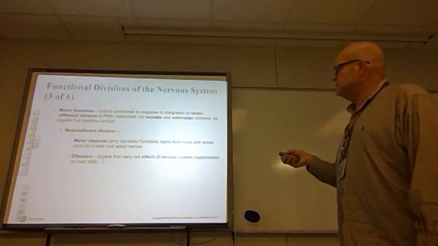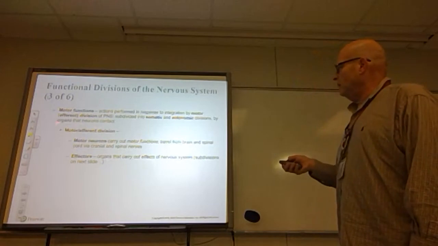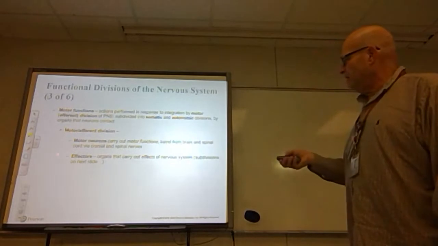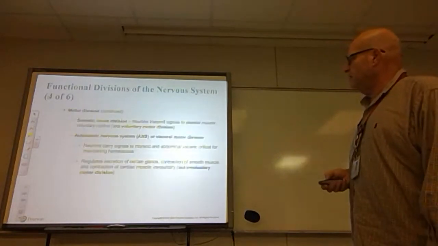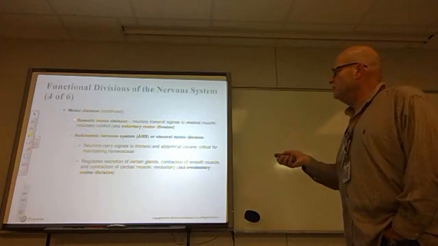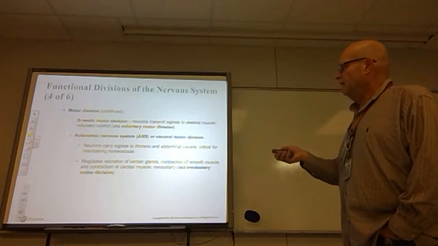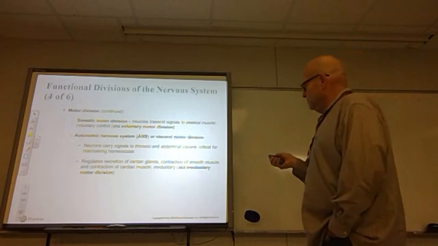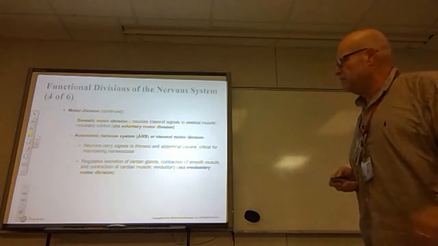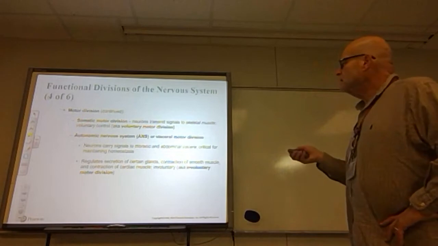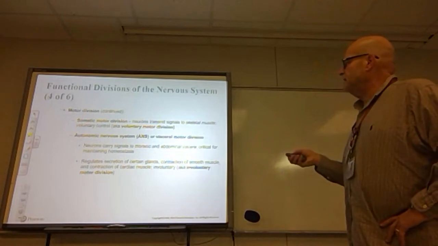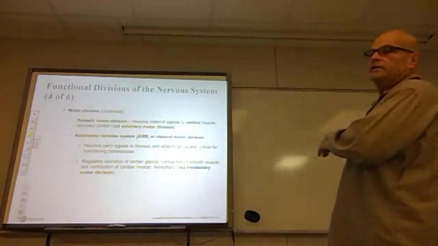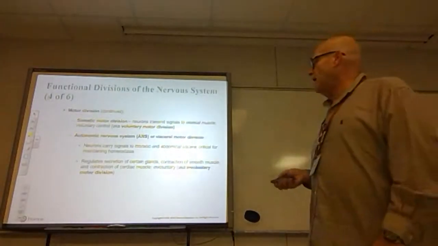So the brain senses something, sends a signal to the motor or efferent division, and then the motor neurons decide what needs to be done. The effectors come to the same conclusion. And then we have two different motor divisions. There's the somatic motor division, which transmits signals to skeletal muscle. These are under voluntary control. This is also sometimes called the voluntary motor division. You see something coming and you dodge. That is a motor reaction.